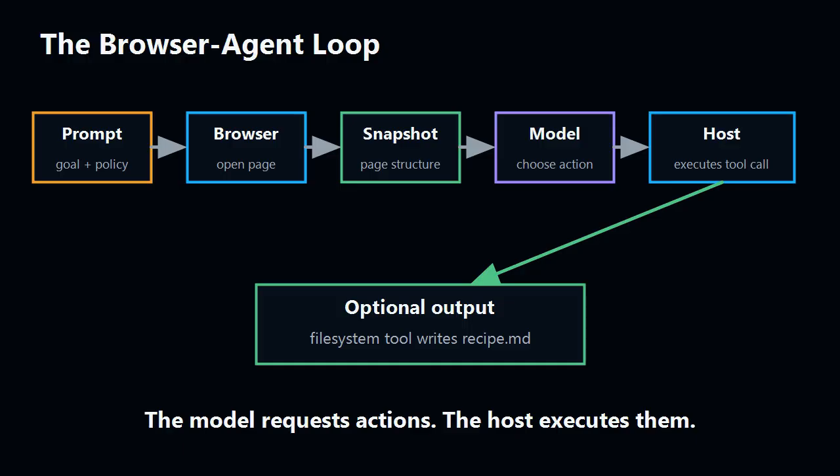MCP is a protocol that lets an AI host connect to external capabilities. For a browser agent, the host sends a goal and instructions, the browser tool opens or inspects a page, a snapshot describes the page structure, the model chooses the next action, and the host executes the click, type, or navigate request. If the task needs an output file, a separate file system tool writes the result.